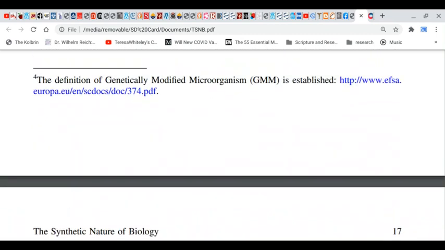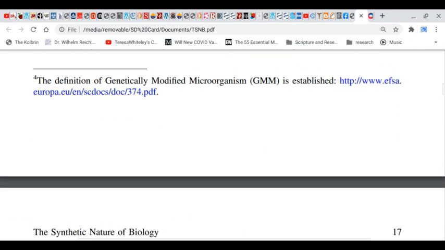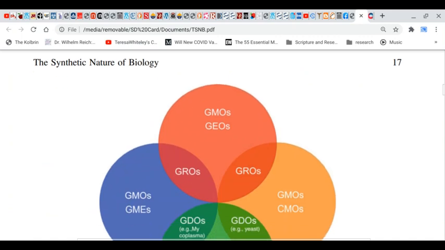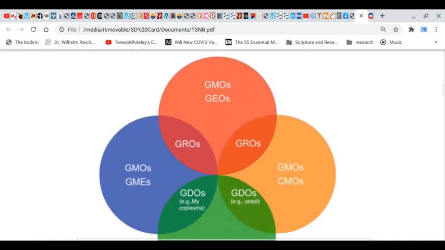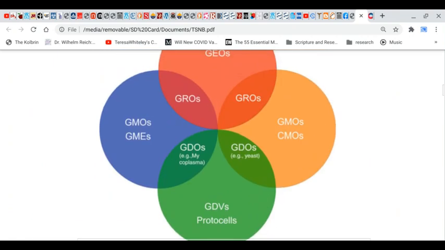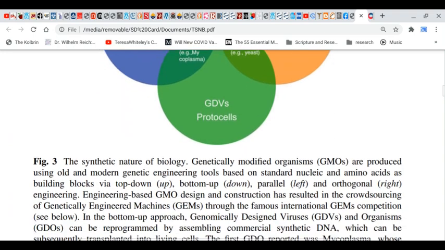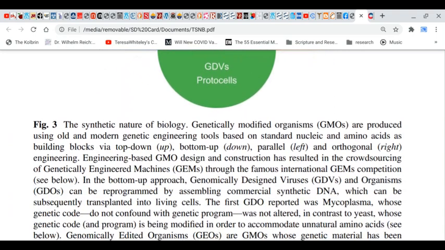The definition of genetically modified microorganism is established, and there's a PDF for that. The synthetic nature of biology. So here's their little chart with all their modifications. The synthetic nature of biology.